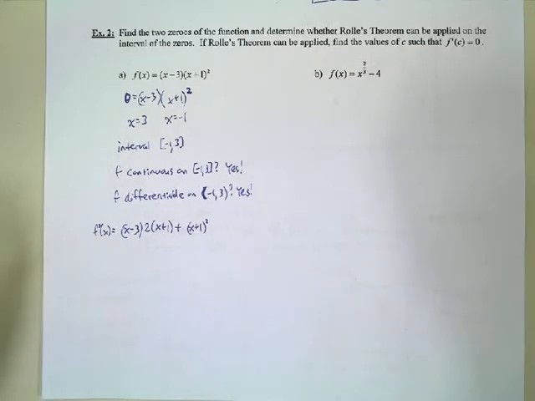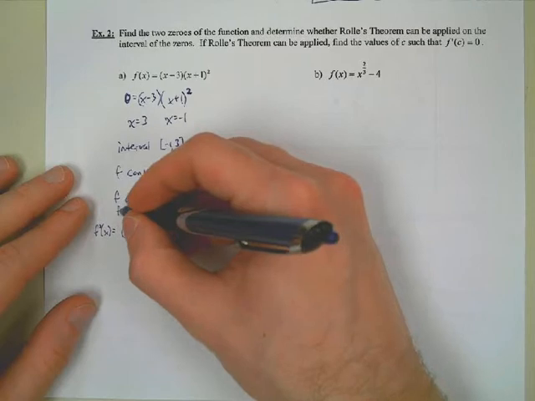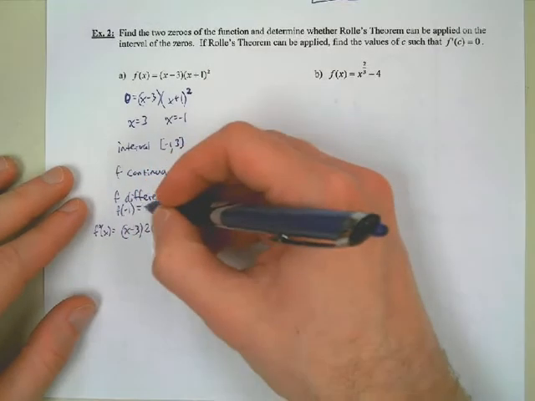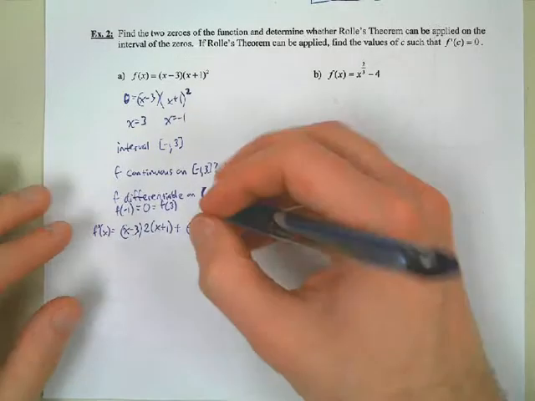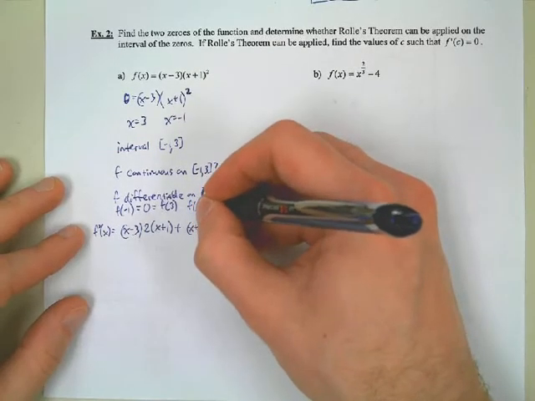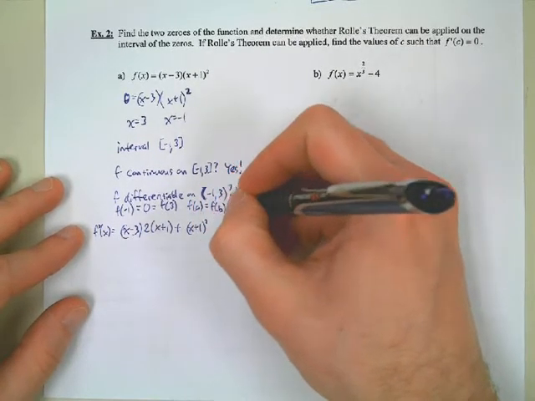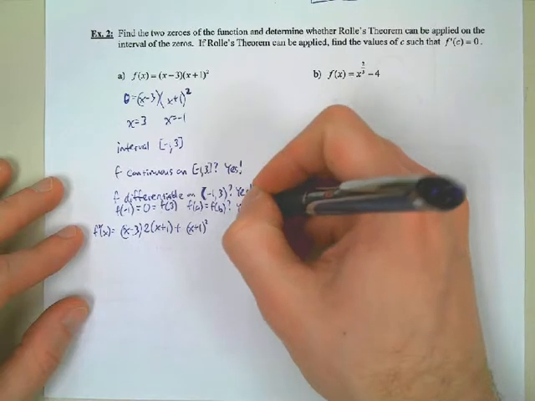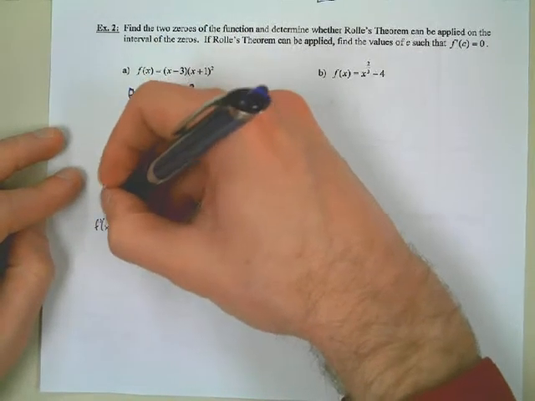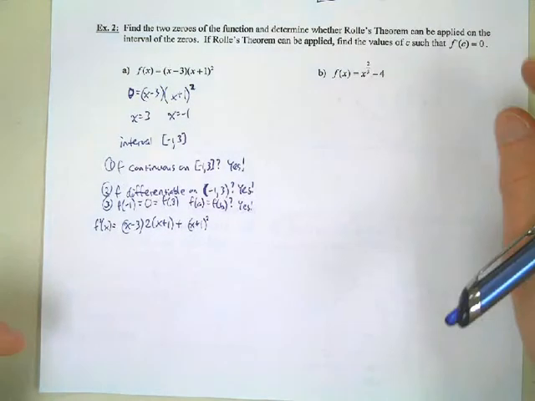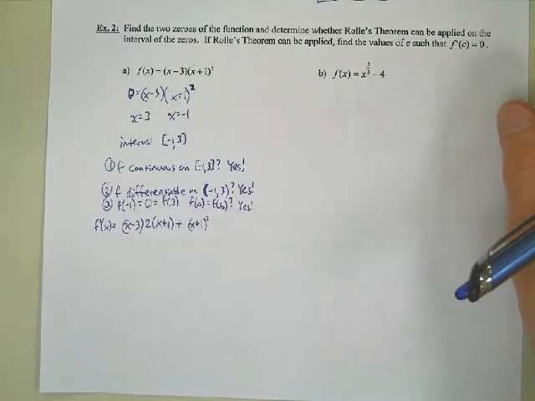Okay, and of course, Ryan wants us to check this. f of -1 is equal to 0. f of 3 is also equal to 0. So f of a equals f of b. So we hit all three of our conditions, the three conditions for Rolle's theorem. Rolle's theorem applies. Since f is continuous on -1, 3, and f is differentiable on the open interval -1 to 3, and f of a equals f of b, then we can say what must be true?